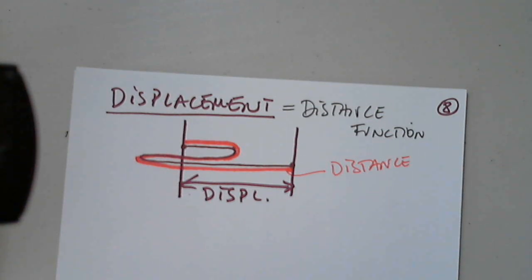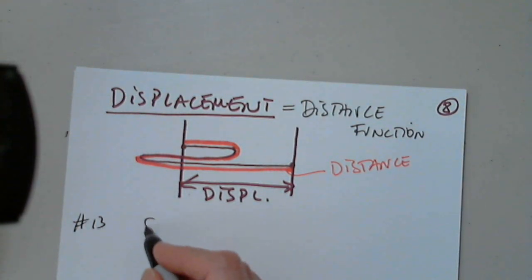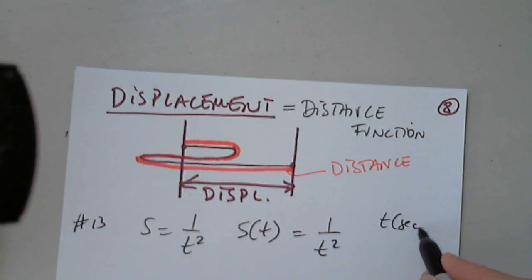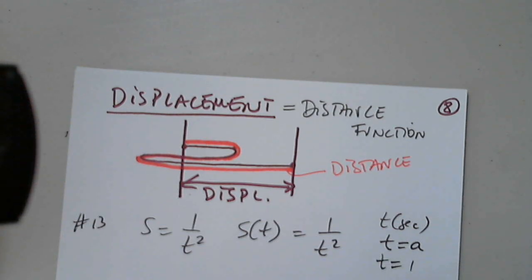The displacement in meters of a particle moving in a straight line is given by the equation of motion. Let me write this. Let's say 13. S equals 1 over t squared. I would have preferred S of t as 1 over t squared, where t is measured in seconds. I always write t in seconds so I don't forget. Find the velocity of the particle at times t equals a, and then t equals 1, t equals 2, and then t equals 3.